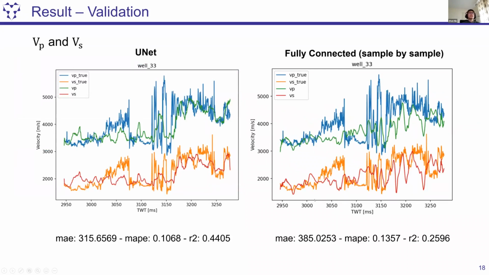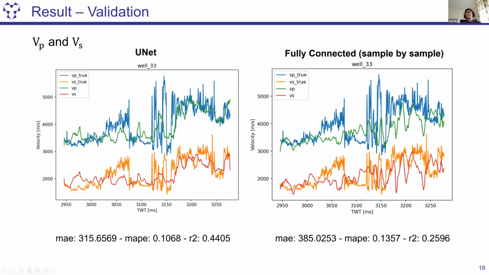So here I'm showing you some results for the validation well. This is for the VP and VS. The validation well is well 33. This is the shortest well we have, so we decided to use that for validation. And it is also one of the nasty wells in the 6. Here are some results on the left. The true VP and VS are marked with blue and orange. The UNet prediction is green and red. You can see that we have something wrong in the first part below 3100, but we got most things correct, especially after 3200.